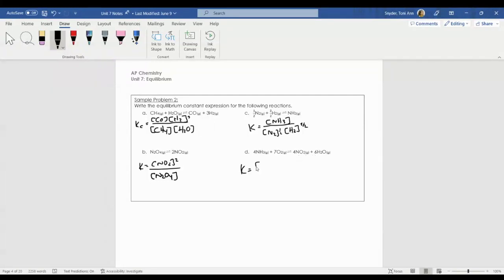So I'm going to take my concentration of my products, NO2, I'm going to raise that to the 4th power. That's going to be multiplied by water raised to the 6th power over concentration of ammonia raised to the 4th power times oxygen raised to the 7th. Same exact thing. Products over reactants raised to the power of their coefficient. Very simple to represent an equilibrium expression.